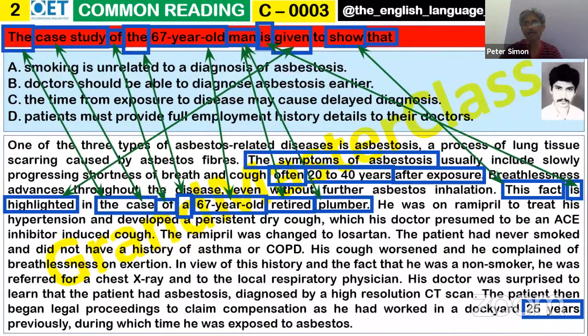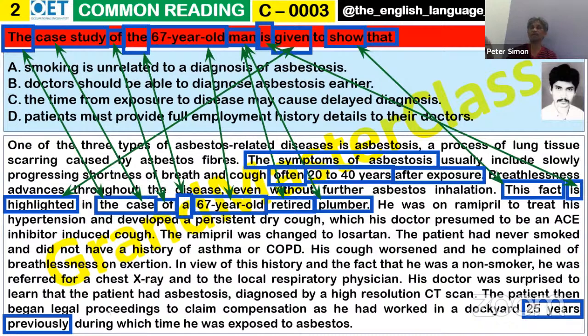Here, the last paragraph also. The patient then began legal proceedings to claim compensation as he had worked in a dockyard previously, 25 years previously. That means before 25 years he worked there. Maybe he left that place and went to some other place also, but he worked in that dockyard before 25 years. Now he is even a retired plumber.